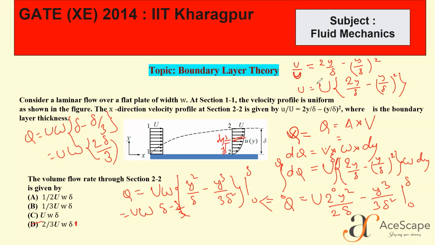So what we have done basically here is we have calculated the differential volume flow rate, and we integrated it over the limit from 0 to del.